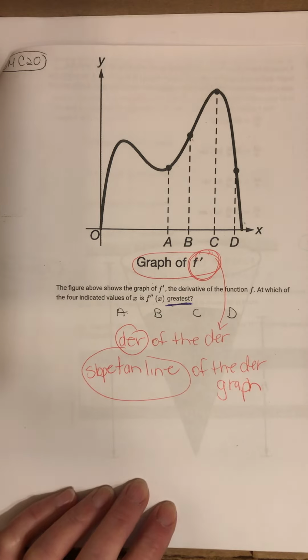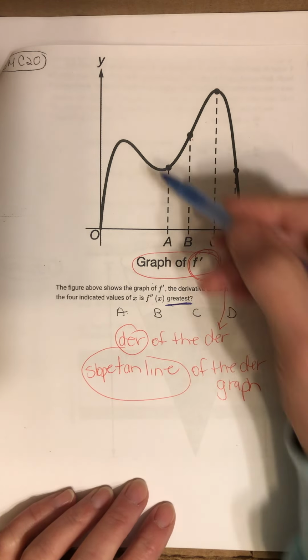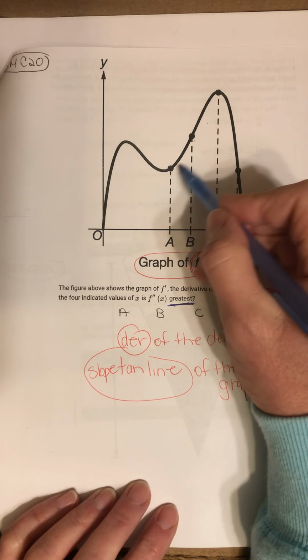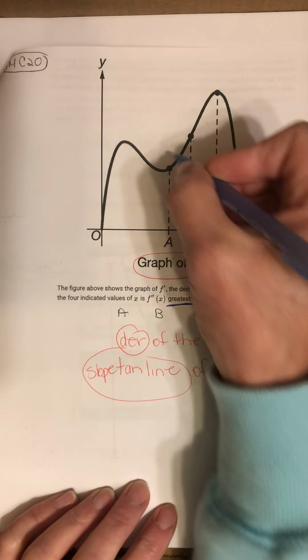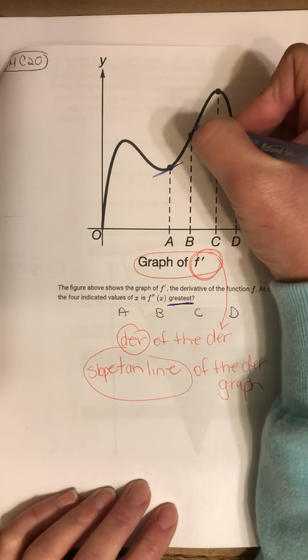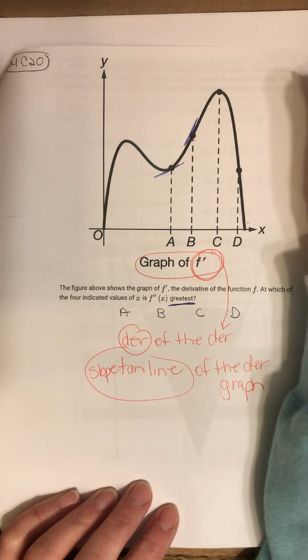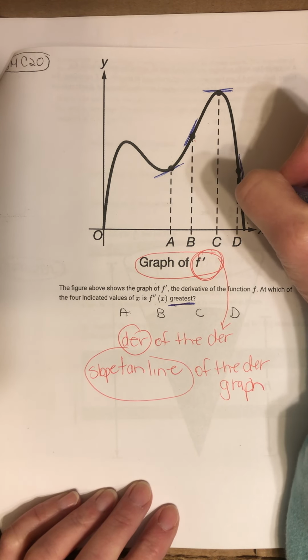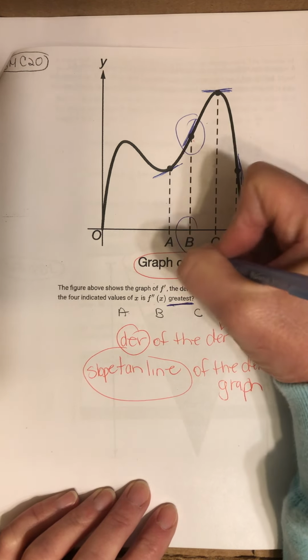All right, let's draw ourselves little tangent lines then. And that slope will be the derivative of the derivative, which is the second derivative. Okay, here we go. Well, that's positive. Oh, this one definitely looks positive and steeper though. This one looks like 0. This one is definitely negative. So I would say the greatest is B.